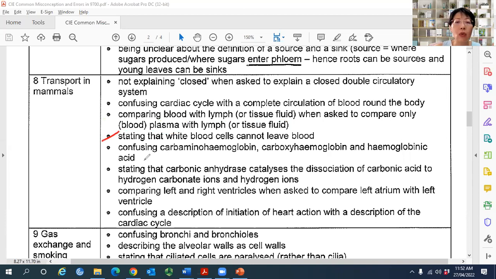Next, stating that white blood cells cannot leave the blood. No, all white blood cells can leave the blood because they can change shape like amoeboid movement and squeeze through the pores in the wall of the capillary. So the only cells that can pass through the wall of the capillary are the white blood cells. Confusing carbaminohemoglobin, carboxyhemoglobin, and hemoglobinic acid.